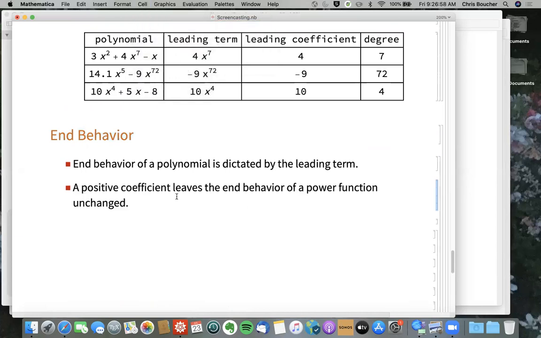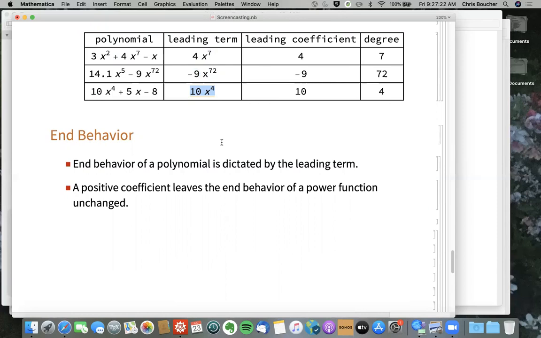A positive coefficient leaves the end behavior of a power function unchanged. Now, why am I saying this? Because if you look at these leading terms, here's a leading term, here's a leading term, here's another leading term, they all look like number times a power function. And we know about power function end behavior, right? Depending on whether the power is even or odd, we just talked about that.